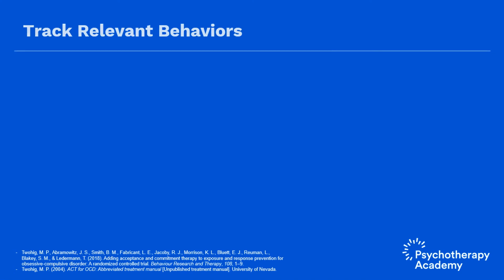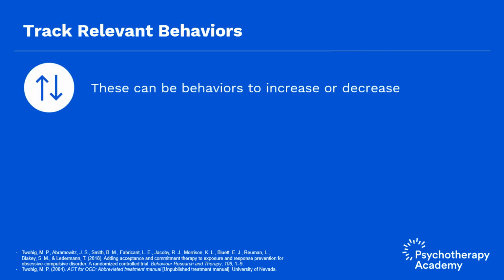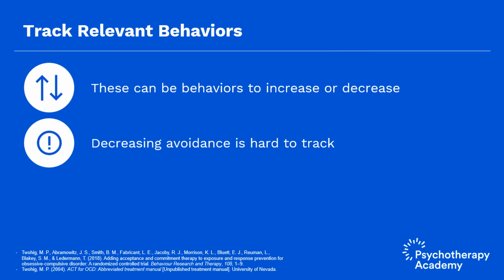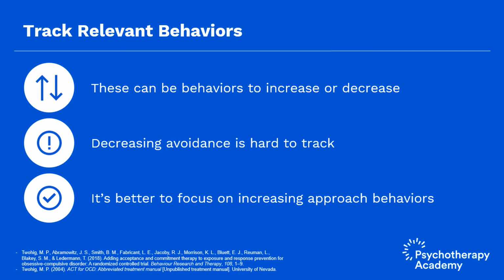You can also have them track behaviors that are relevant to them. And we can look at behaviors both that they want to increase or decrease. And behaviors that they want to decrease are often compulsions or avoidance behaviors. It's hard to track not avoiding. I'd much rather we focus on increasing approach behaviors because that's something that they can actually do. So when we think about behaviors they'd like to increase, and we'll talk about this much more later, about tying this to what's important to them and what their values are.